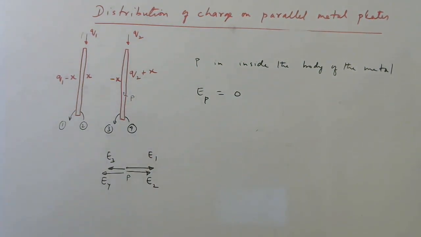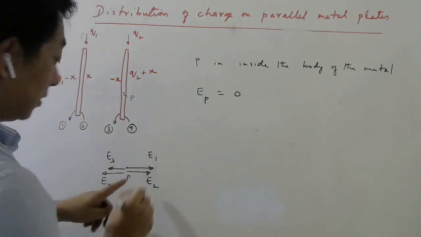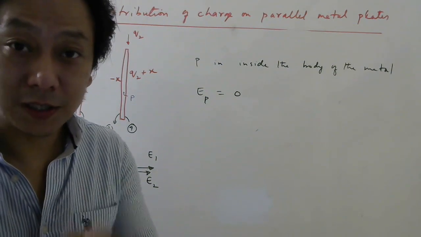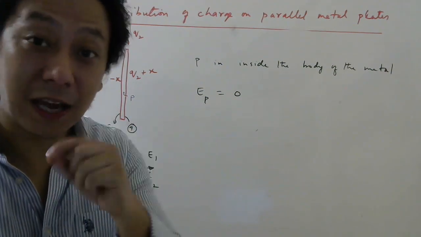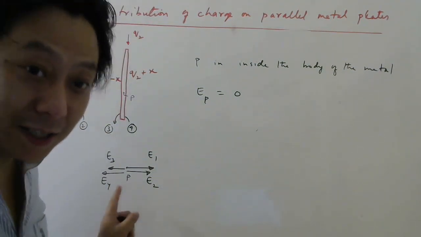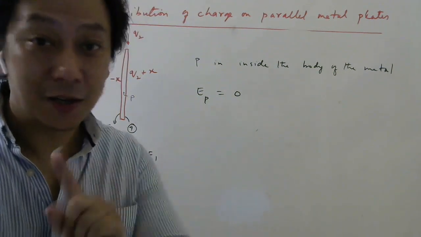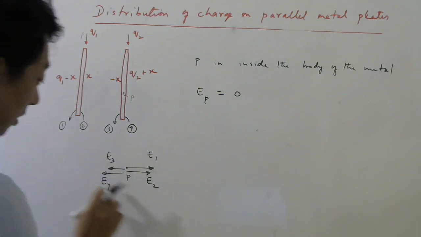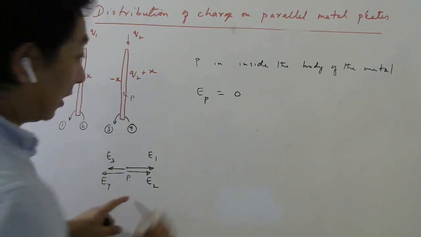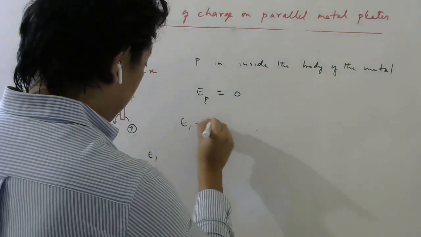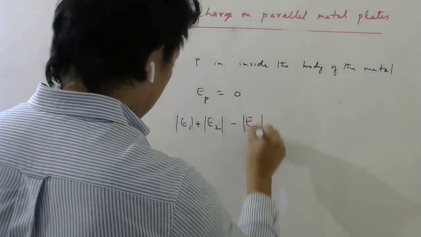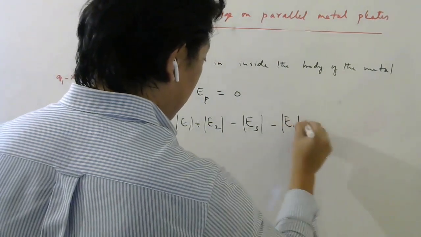Now since electric fields are vector quantities, how do you add them? First we should write the magnitudes without writing the sign of the charge. Once we know the magnitude, we draw the directions. Then the directions will decide whether you should add or subtract, not the sign of the charge. Once you know the directions, if you take these two positive, these two will be negative. So I write E1 plus E2, these are all magnitudes, minus E3 minus E4, and that should be equal to 0.